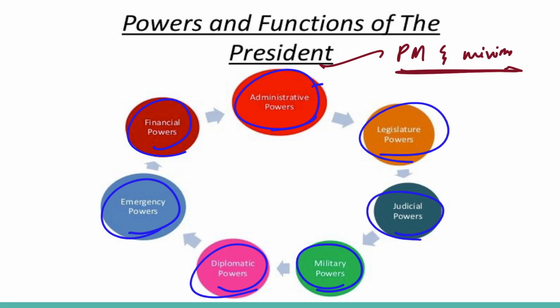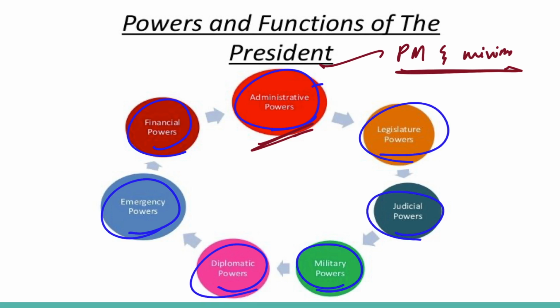The president also appoints the Attorney General of India and determines his remuneration. The Attorney General will also hold office during the pleasure of the president. The president appoints the Comptroller and Auditor General of India, the Chief Election Commissioner and other election commissioners, the chairman and members of the UPSC, that is the Union Public Service Commission, the governors of the states, the chairman and members of the Finance Commission, and so on.